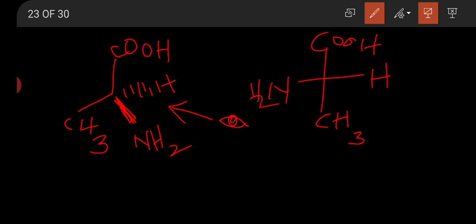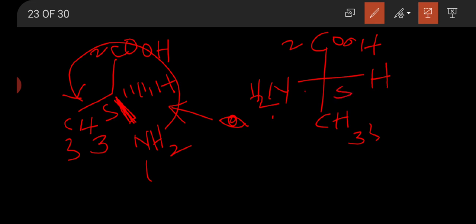In the wedge formula, the configuration 1, 2, 3 is anticlockwise, because the fourth priority is below the plane. Here also 1, 2, 3 is clockwise and hydrogen is the fourth priority, present in a horizontal bond, therefore it is S configuration. The configuration is not changing, therefore it is the right way to convert wedge to Fischer formula.